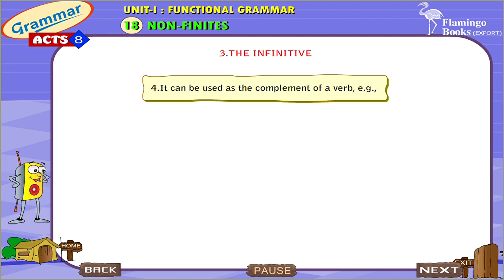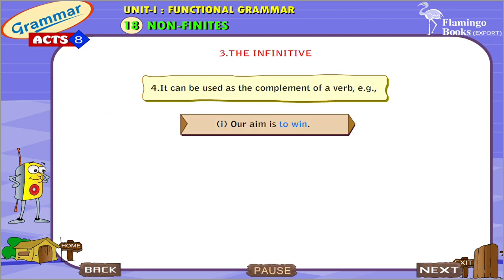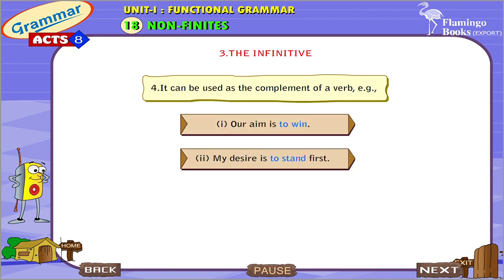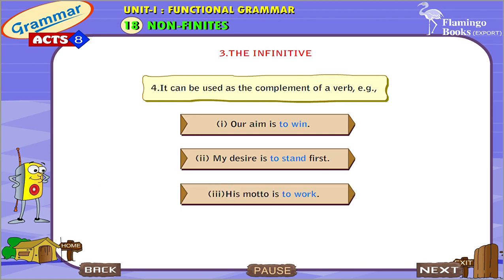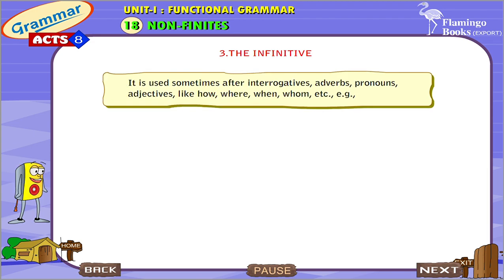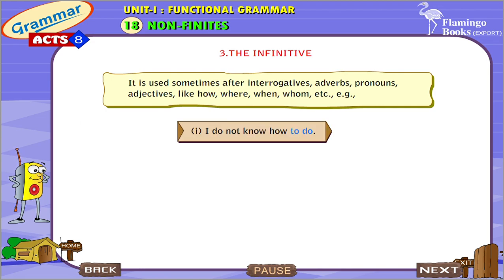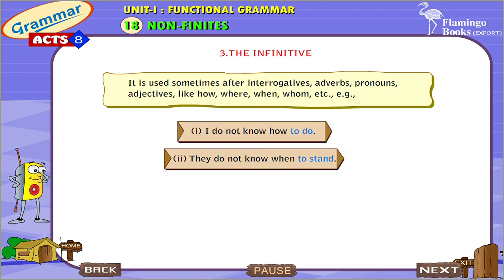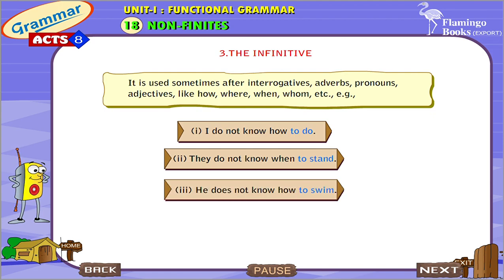It can be used as the complement of a verb. Example: Our aim is to win. My desire is to stand first. His motto is to work. It is used sometimes after interrogatives, adverbs, pronouns, and adjectives like how, where, when, whom, etc. Example: I do not know how to do. They do not know when to stand. He does not know how to swim.